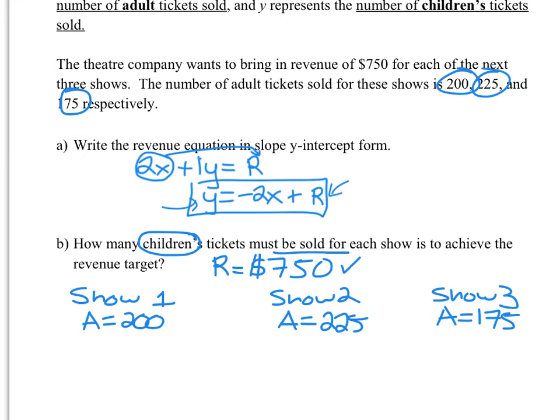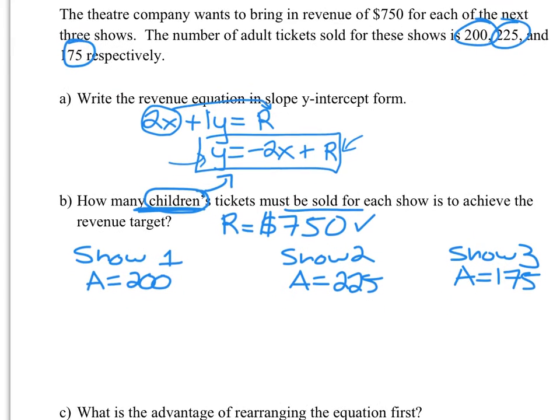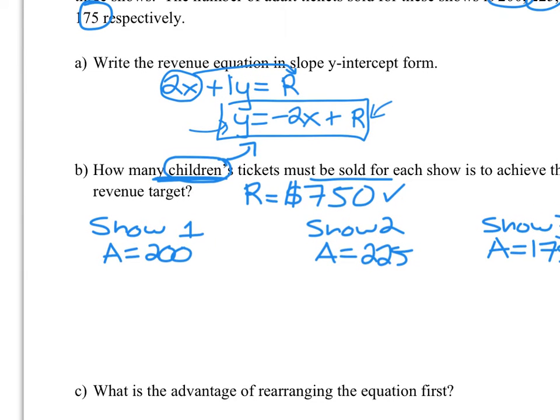So I know that I have to make $750, and in each of the 3 shows I have a different amount of adults showing up. So it's asking me now to solve for the children's tickets that need to be sold. To solve for the children's tickets, the formula that I would use would be y equals negative 2x plus r, because y is isolated. So I'll write down y is equal to negative 2x plus r.